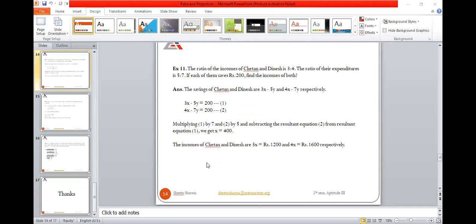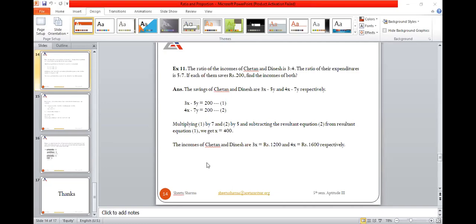Next is, the ratio of incomes of Chetan and Dinesh is 3:4. Again, we are given the ratio of incomes of two people, Chetan and Dinesh. The ratio of their expenditures is 5:7. If each of them saves rupees 200, find the incomes of both.